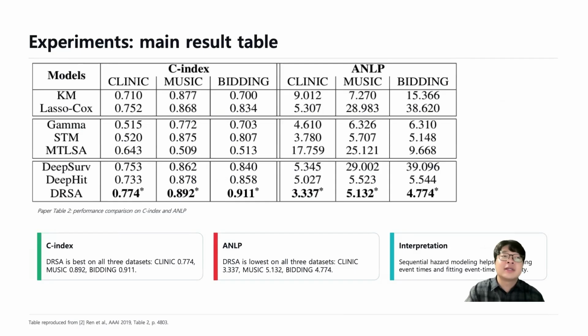In terms of ANLP, DRSA also achieved the lowest value on all three datasets. On clinic, the ANLP is 3.337, on music it is 5.132, and on bidding it is 4.274. This means DRSA also fits the event time probability distribution well. Overall, the main result table supports the claim that sequential conditional hazard modeling improves both ranking performance and probability modeling.